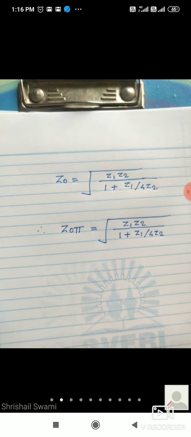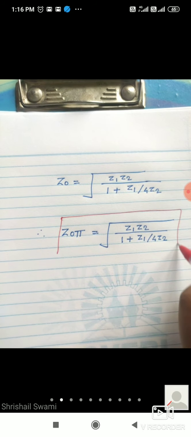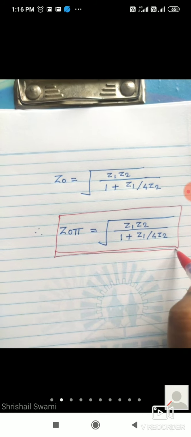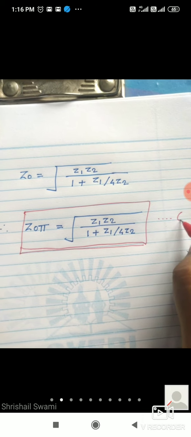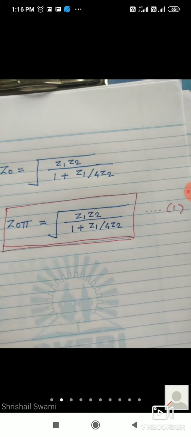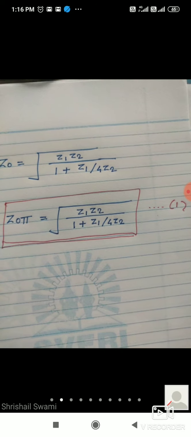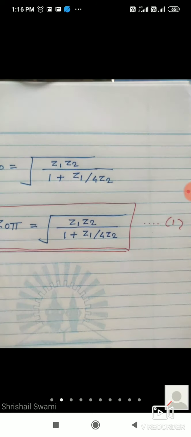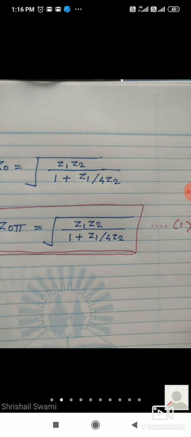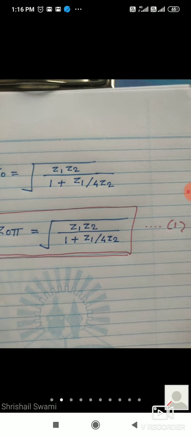So this is the equation number. You can call it as continue, or if it is a new concept, then you can call it equation number 1. Okay, so Z0 pi is under root Z1 into Z2 divided by 1 plus Z1 by 4Z2.